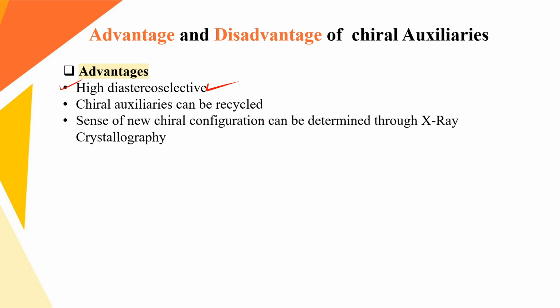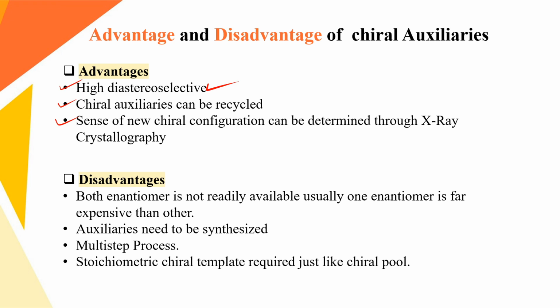Second is that the chiral auxiliary can be recycled, as I already discussed, that it is attached as well as easy to remove, and the sense of new chiral configuration can be determined through X-ray crystallography. Now, chiral auxiliaries also have certain disadvantages, such as that both enantiomers of a chiral auxiliary may not be readily available. Usually one enantiomer is far more expensive than the other, because this type of chiral auxiliary is mostly prepared from natural amino acids. The natural S amino acids are very easy to produce, but the R amino acids are very hard to produce.